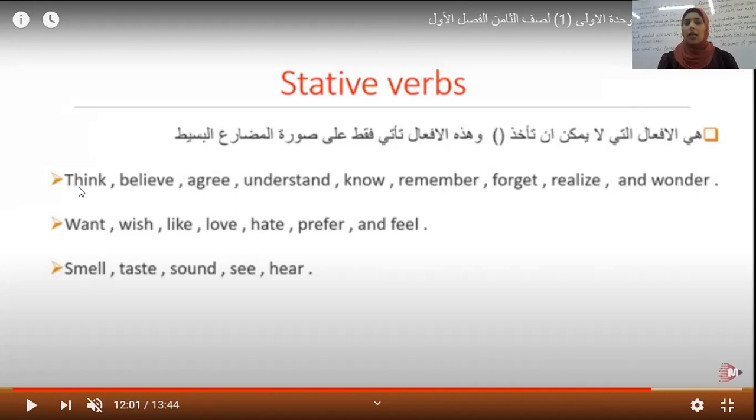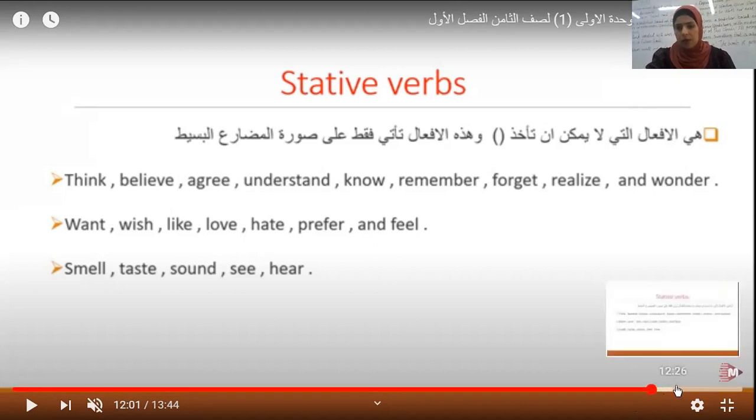These verbs are, like you can see in front of you on the screen: think, believe, agree, understand, know, remember, forget, realize, and wonder. Want, wish, like, love, hate, prefer, and feel. Smell, taste, sound, see, and hear. These are stative verbs that we can use with present simple only. We cannot use present continuous with these verbs. It's not allowed. Okay.